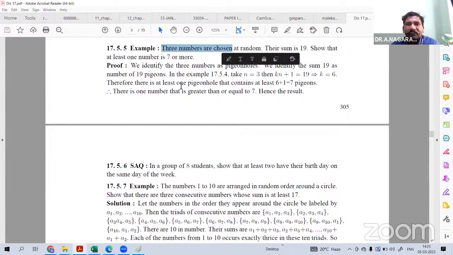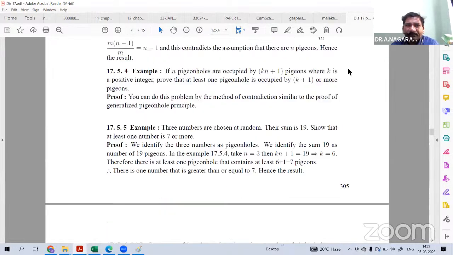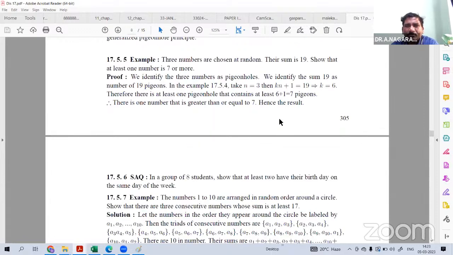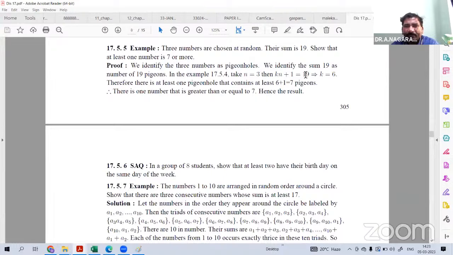It means we identify that the 3 numbers are the pigeons. We identify the sum is 19. The number of the pigeons is 19. From the above example, what is kn plus 1? We have k plus 1 pigeons. So I will go through it. It is kn plus 1 equal to 19.